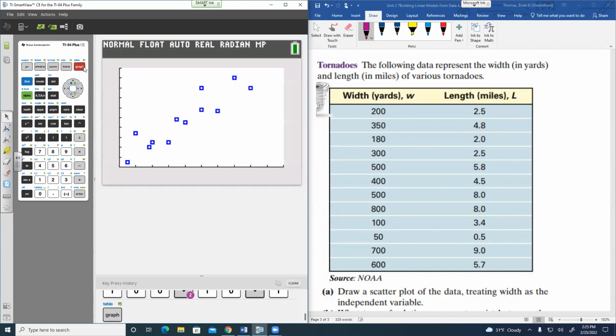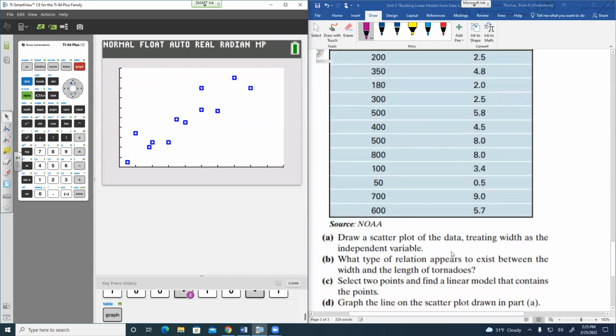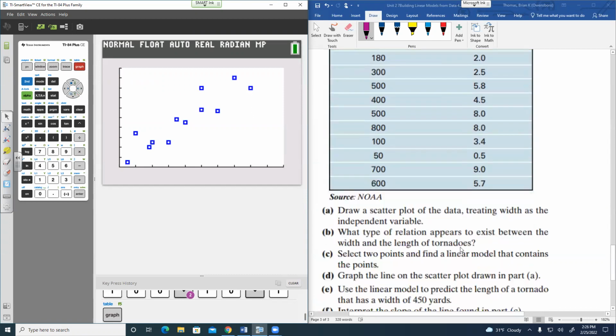So if I now graph it, hopefully I have a little bit better luck this time. And also that the data is kind of linear. It's kind of going in the same direction. So there is a little bit going on here. So there's the scatter plot. We've done that now. Draw a scatter plot of the data treating the width as the independent variable, which we did. What type of relation appears to exist between the width of the tornadoes? Well, for me, it looks kind of linear.